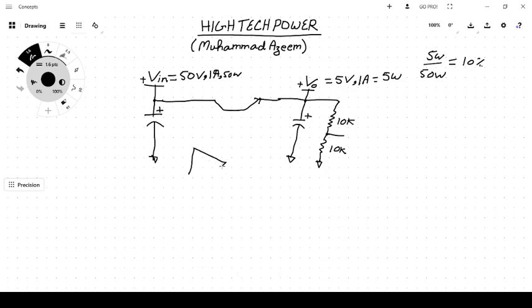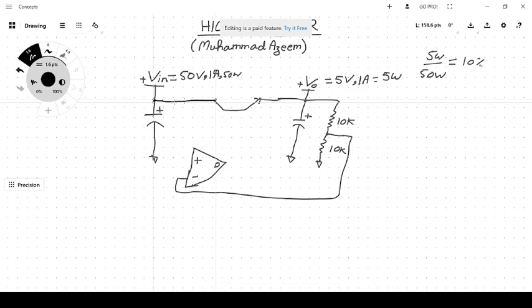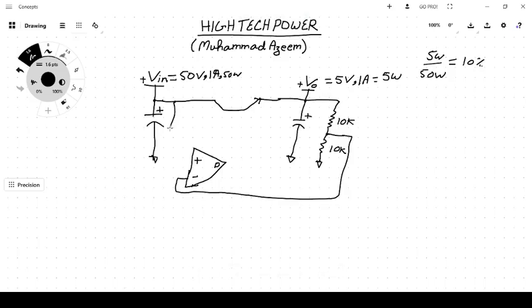So we use an operational amplifier in this case. Here is the plus input, the minus input, and here is the output. We connect the middle point of both resistors, the sample that we have taken from the output, to the negative input terminal of the op amp, and on the positive terminal we provide a fixed reference voltage.